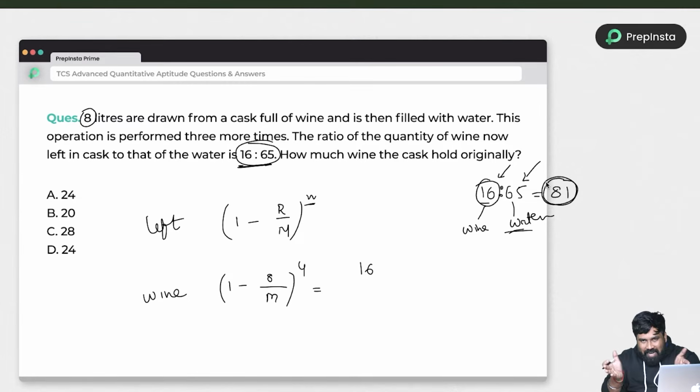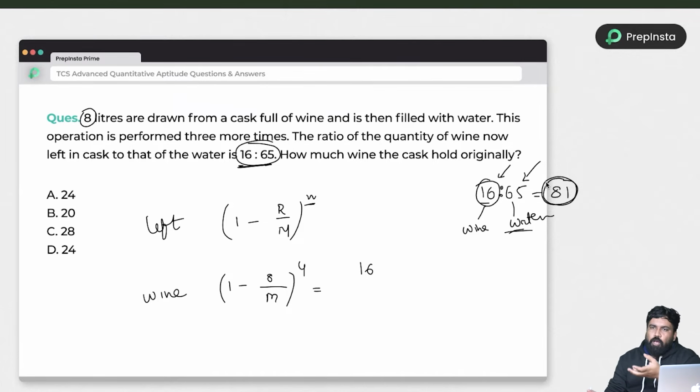So in the total container we have 81 liters. So we are just replacing, but the quantity of the cask will never change, right? The quantity of wine and water may change, but the total quantity of cask will never change. This is what you need to know before you go to the exam. If you know all these things in a theoretical manner, you can easily solve this type of problem.